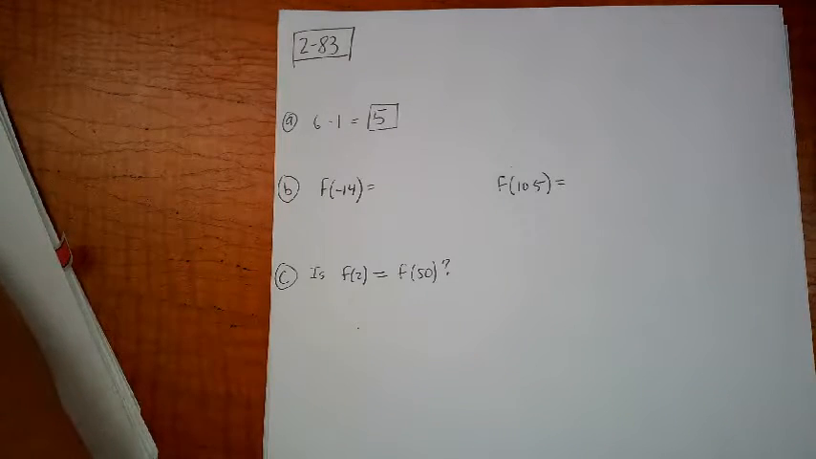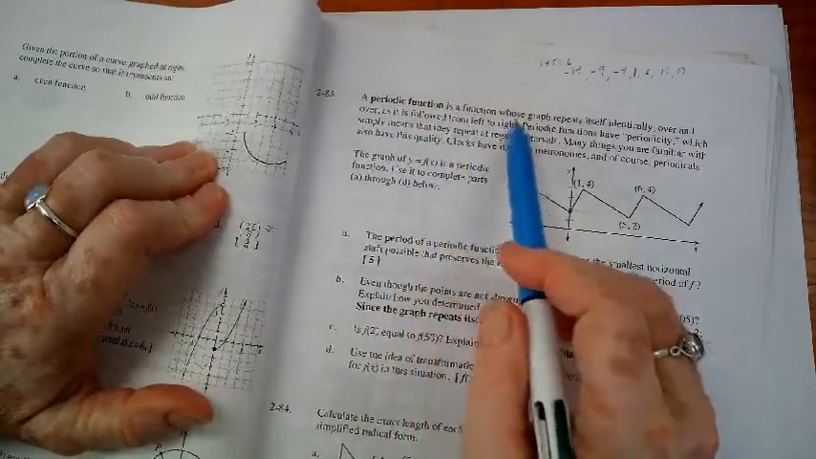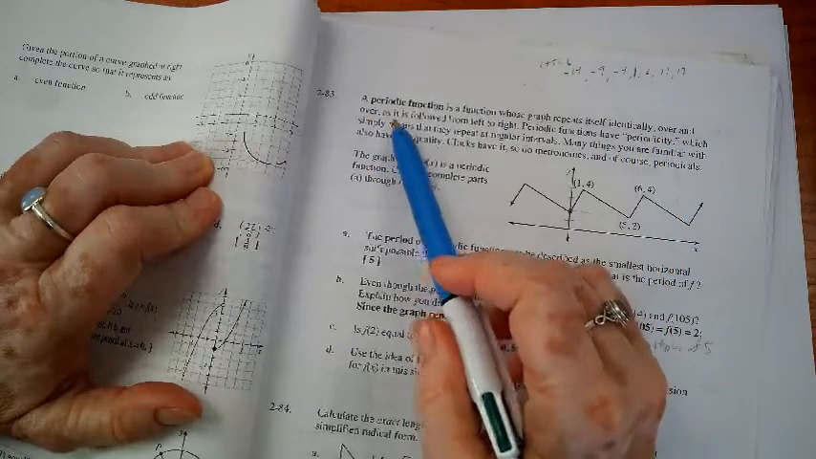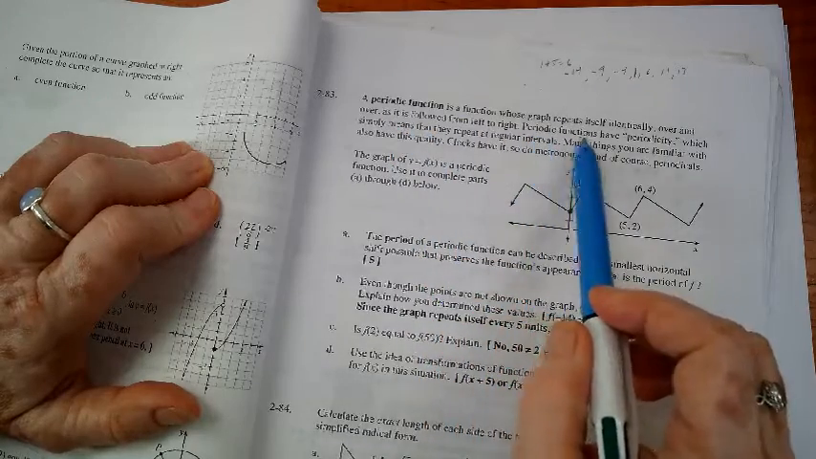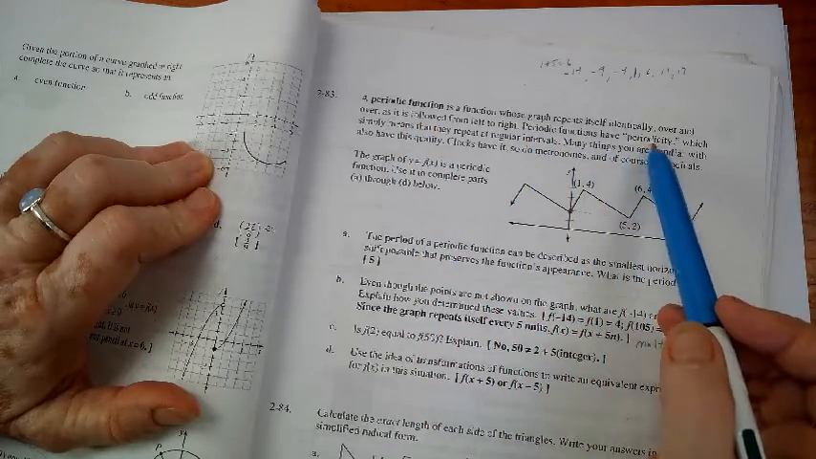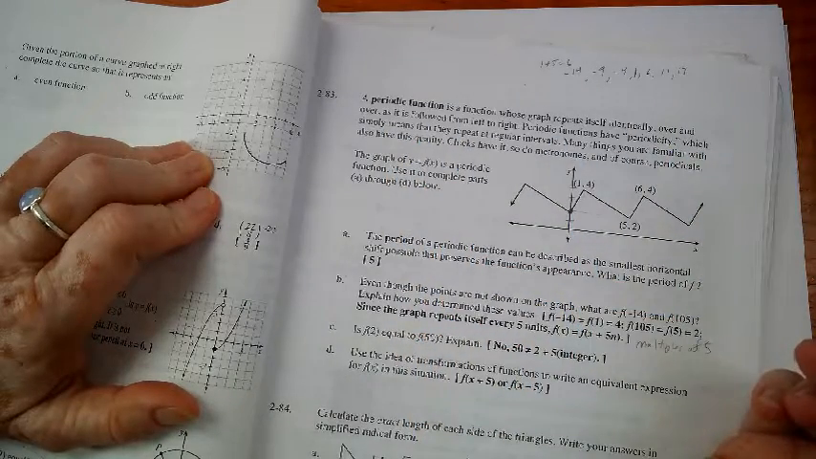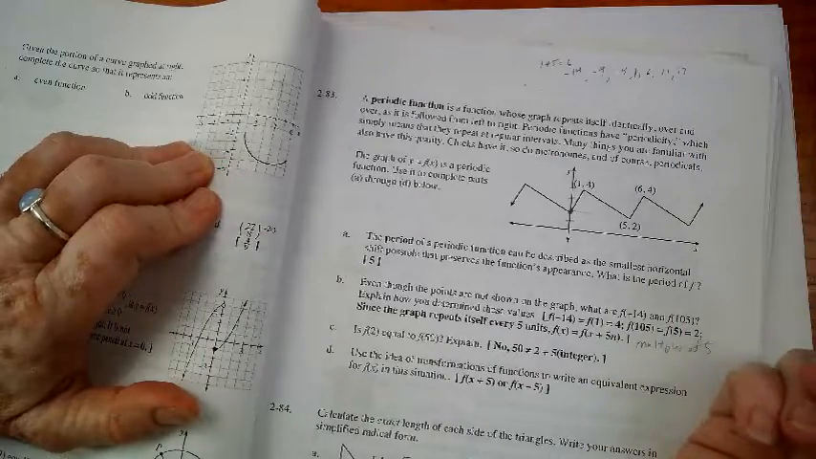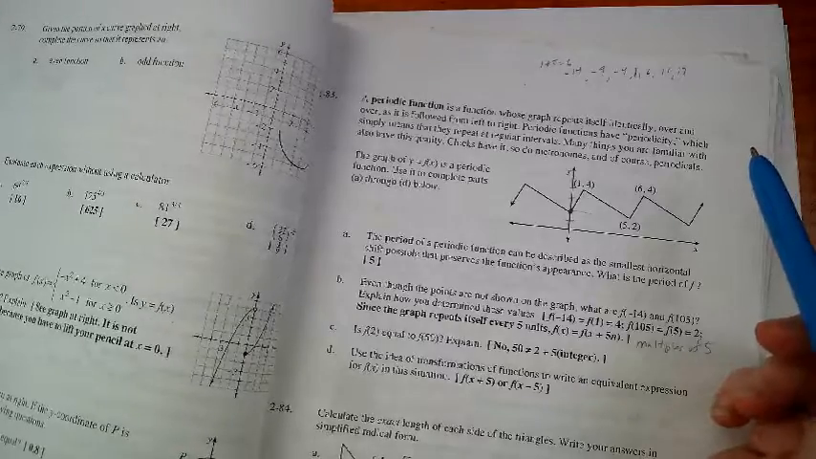Here's pre-calc, problem number 2-83. It says a periodic function is a function whose graph repeats itself identically over and over as it is followed from left to right. Periodic functions have periodicity, which simply means that they repeat at regular intervals. Many things you are familiar with also have this quality. Clocks have it, so do metronomes, and of course periodicals.